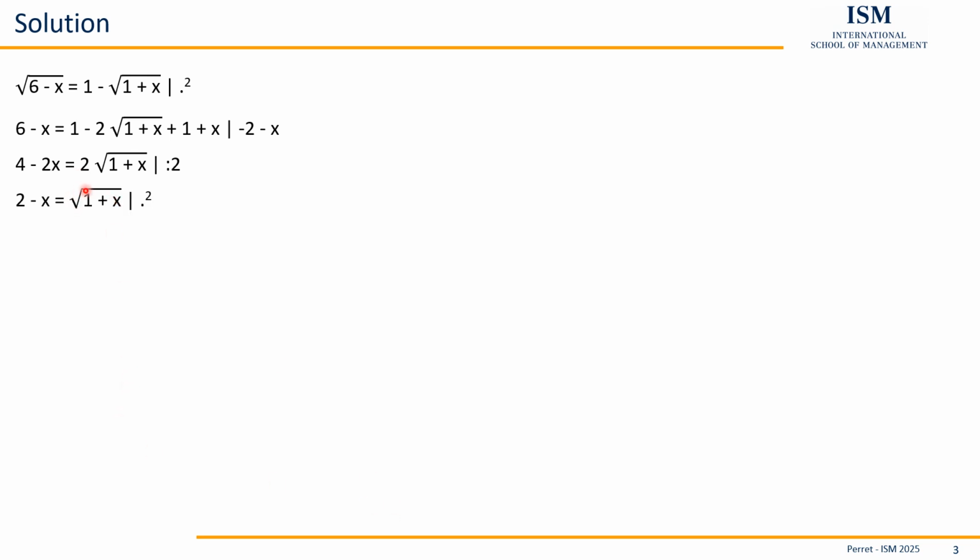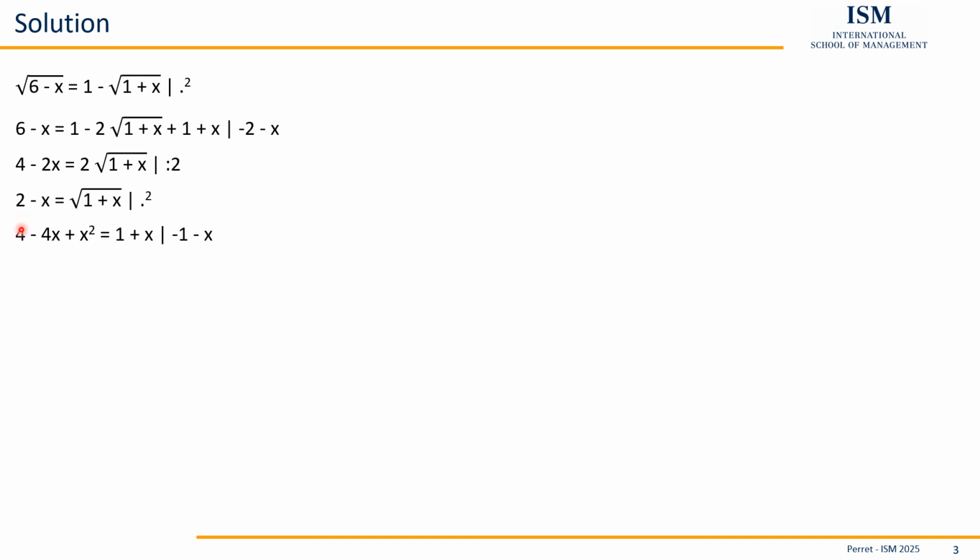Again, the root expression I have is a square root. So I'm going to take both sides again to the power of 2. So I'm going to square left and right side. On the right side, again, I get rid of the root sign, having here 1 plus x only. On the left-hand side, again, two terms with a minus in between. So again, second binomial form.